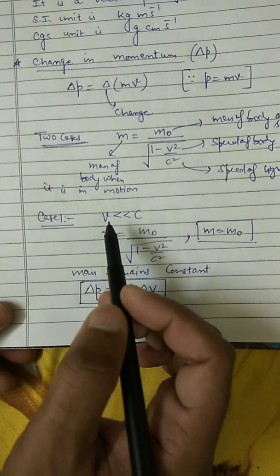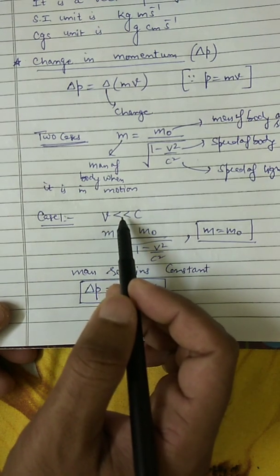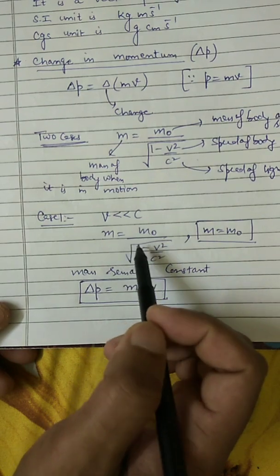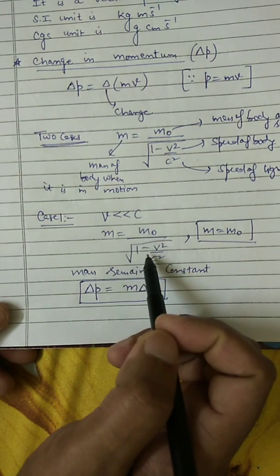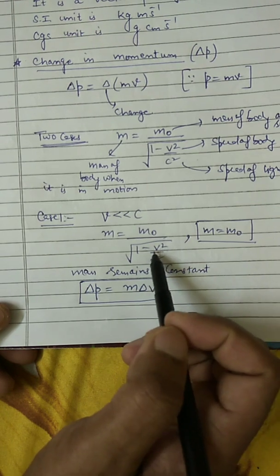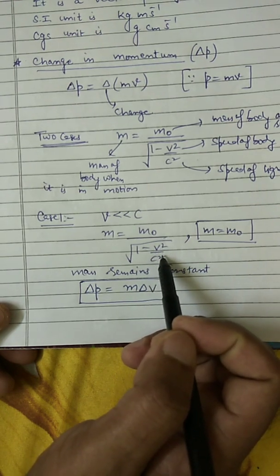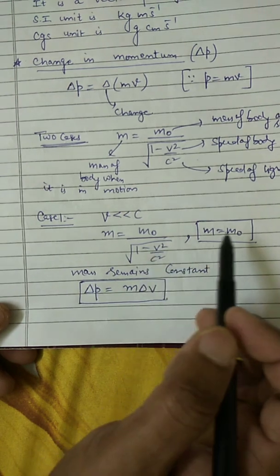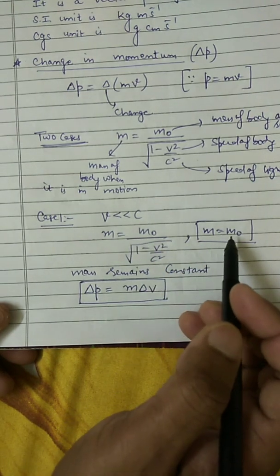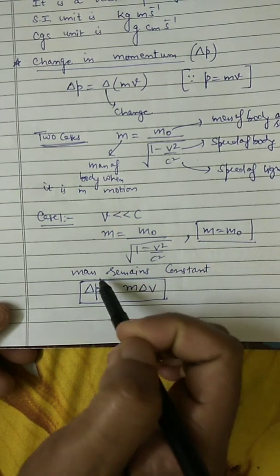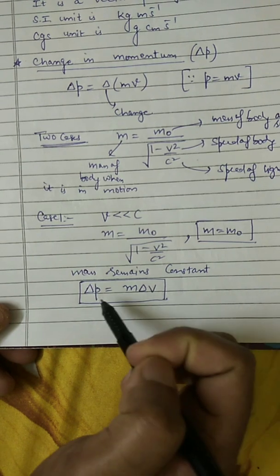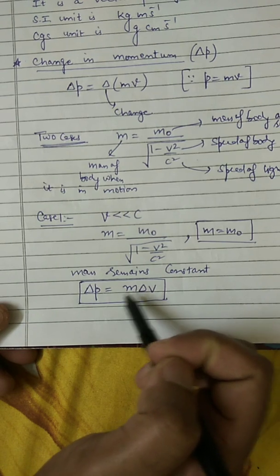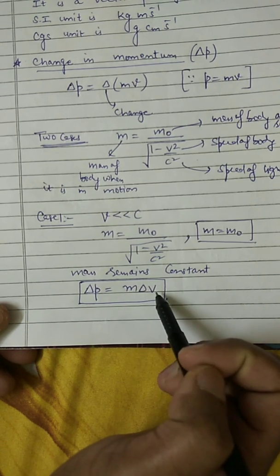Case number 1: when the speed of the body, that is v, is quite less than c, then m is equal to m naught upon square root of 1 minus v square upon c square. This particular part v square upon c square is very small, so 1 minus a very small factor will remain 1 only, and m is approximately equal to m naught, meaning mass remains constant. So delta p is equal to m, which is constant, that will be taken out, and delta will come only with the velocity.